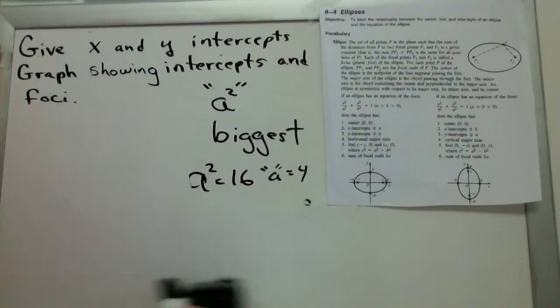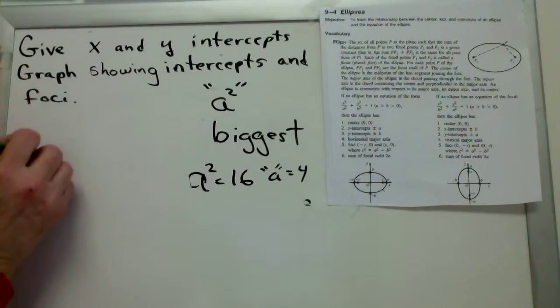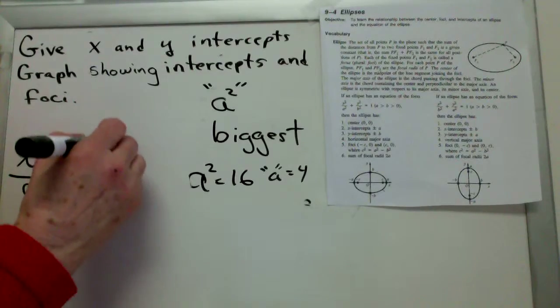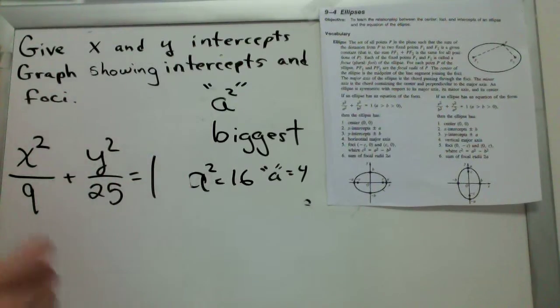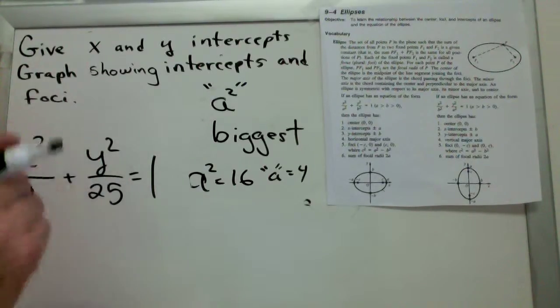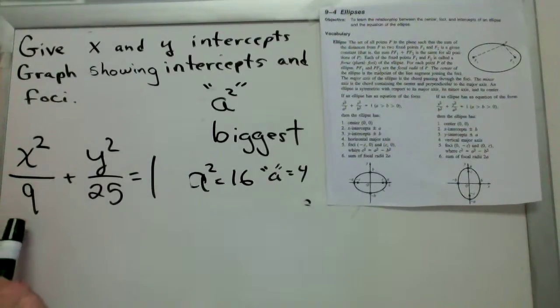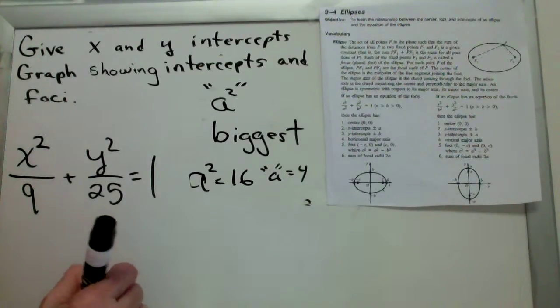All right? So that one was largest around the x-axis. Let's try another one. How about this one? X squared over 9 plus y squared over 25 equals 1. This one's going to be larger around the y-axis. Now, which number is the a squared? Is it the 9 or the 25? Is it always the first number? I think not. This time it's the 25, right?